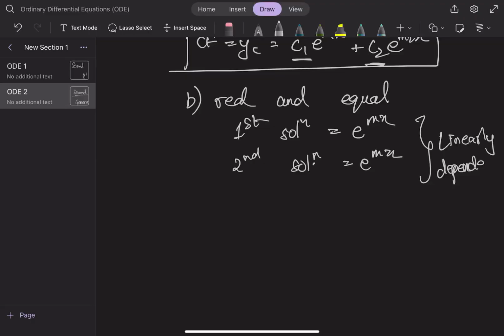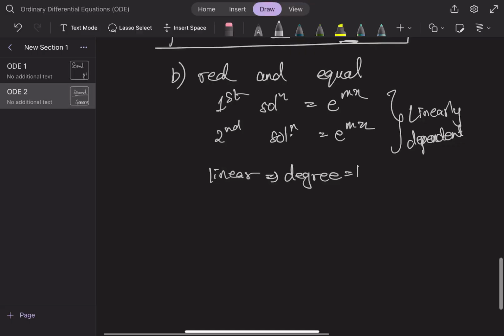Two of our solutions can never be linearly dependent. Now what does linearly dependent mean? Linear means degree 1, as you may have studied earlier. So the simplest way to check for this is if you divide two of these solutions, do you get a constant? Yes, we do. This means this is linearly dependent. This will not work for us.